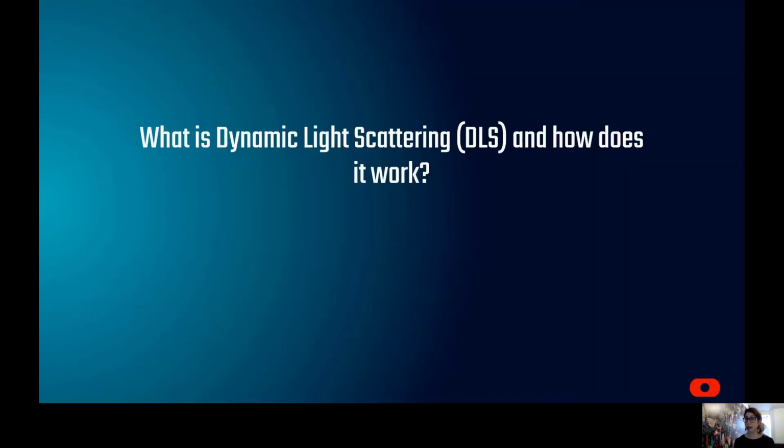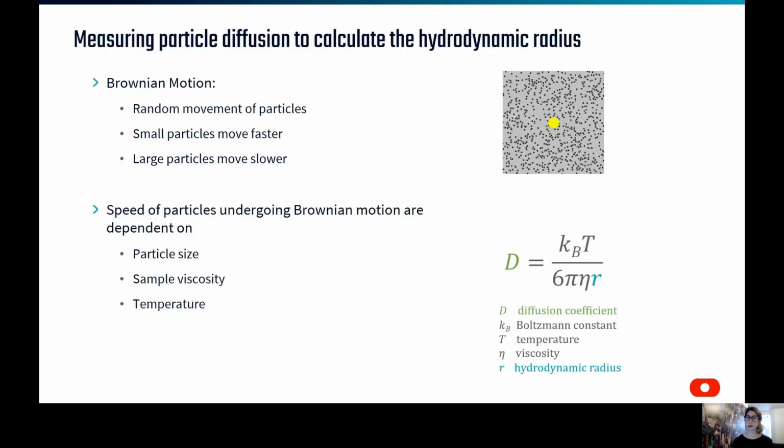So what is dynamic light scattering and how does it work? DLS measures the time-dependent fluctuations of scattered light intensity due to the Brownian motion of particles. Brownian motion is the random movement of particles in solution resulting from their collisions with the surrounding molecules. The larger a particle is, the slower it's going to move or diffuse through solution, while smaller particles are going to move faster. The speed that these particles are undergoing Brownian motion is dependent on the particle size, the sample viscosity, and the temperature.